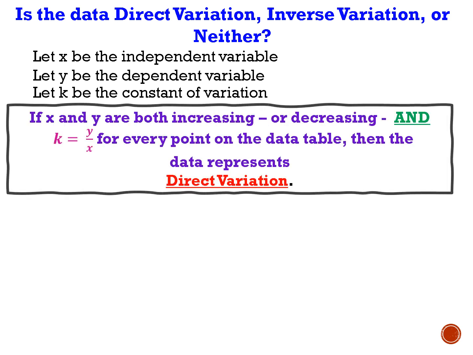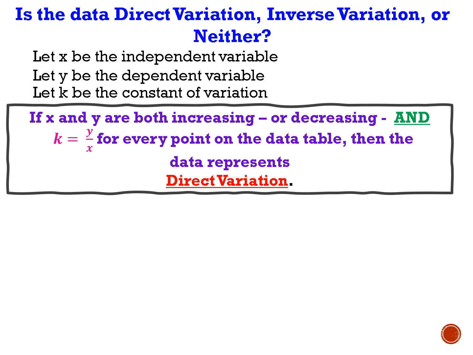So the first test that we're going to do is, first of all, you're going to look at your X and Y on your data. If X and Y are both increasing at the same time, so in other words, as X increases, Y is increasing, but it also could be they're both decreasing. So if X is decreasing as Y is decreasing. The main thing here is that they both have to be doing the same thing. They both have to be increasing, or they both have to be decreasing. If that is occurring, then what we're going to do next is check to make sure they all have the same constant of variation.